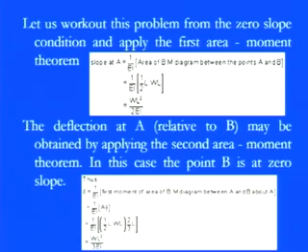So the deflection at point A, relative to point B, may again be obtained by applying the second area moment theorem, where we can simply get the deflection term. So the deflection is nothing but equal to 1 by EI into the first moment of area of the bending moment diagram in between those points A and B. So after keeping those conditions, what we have is 1 by EI into A y bar.